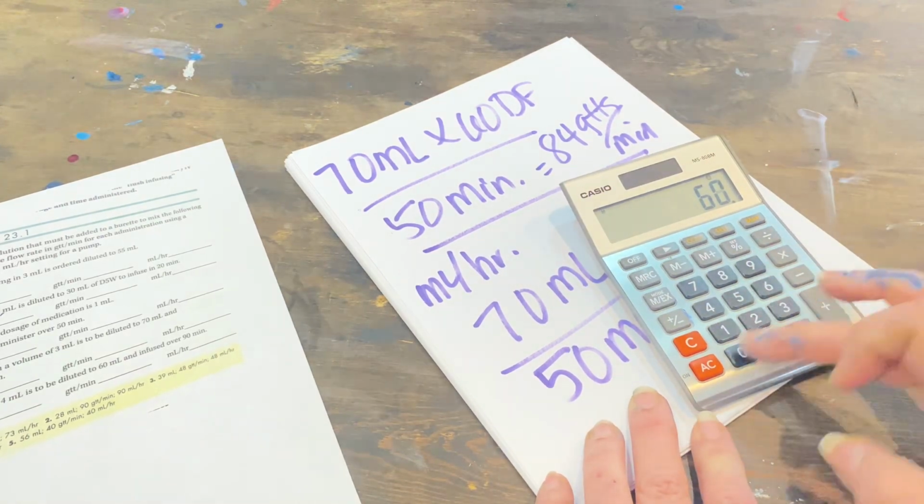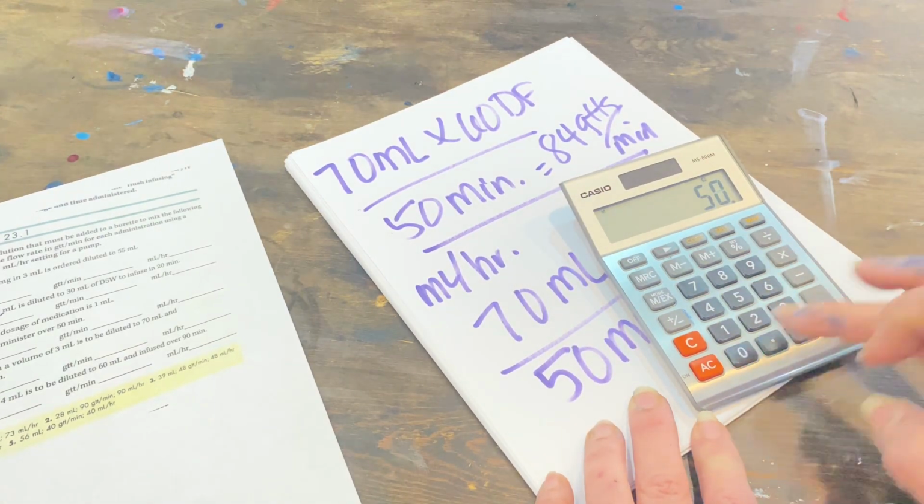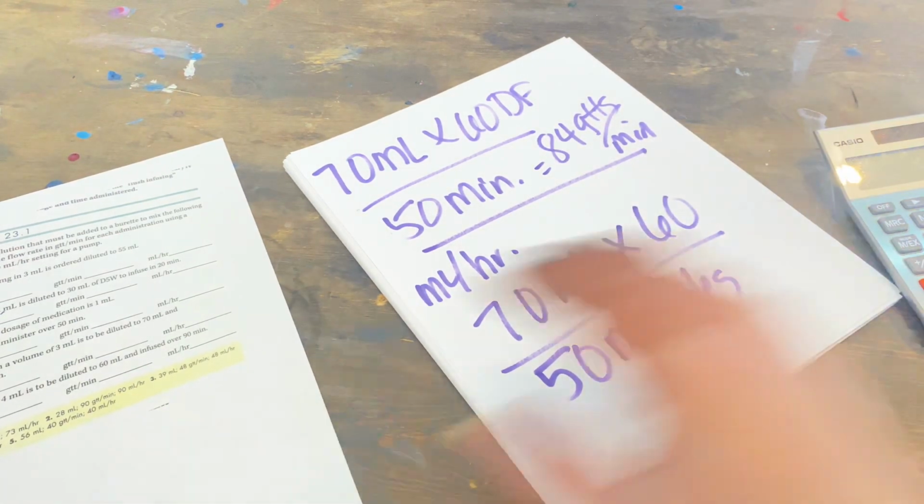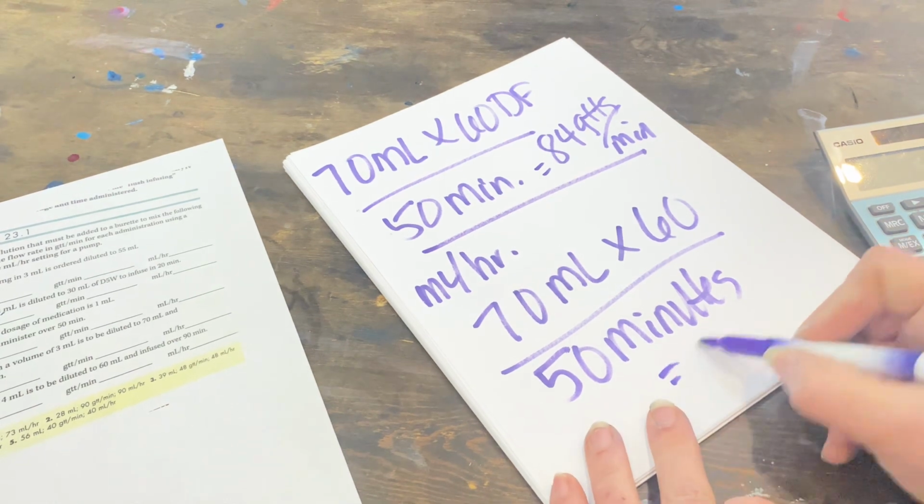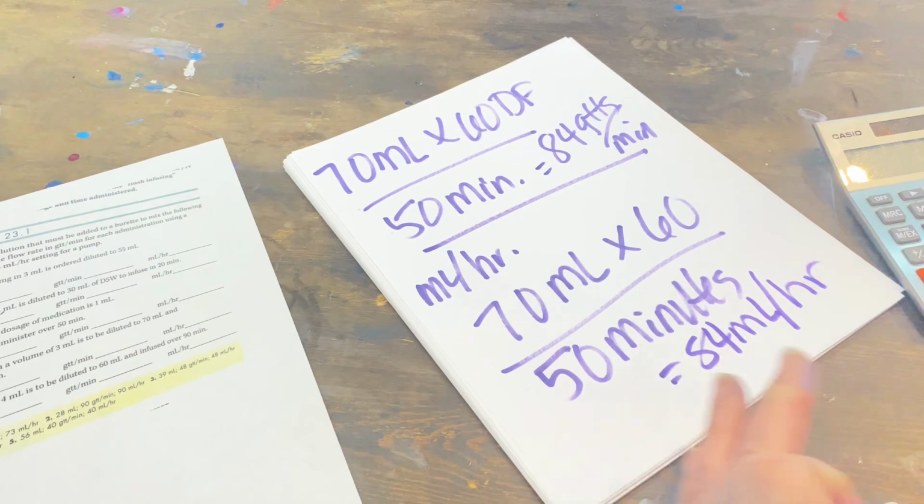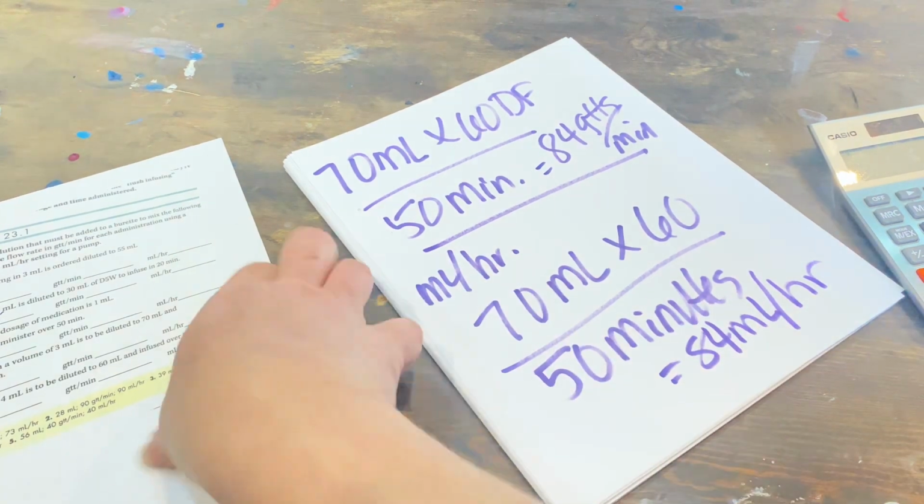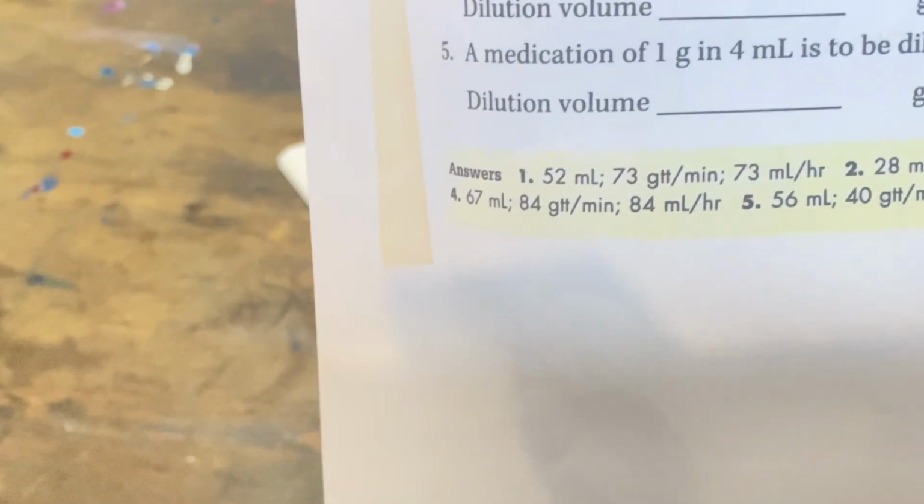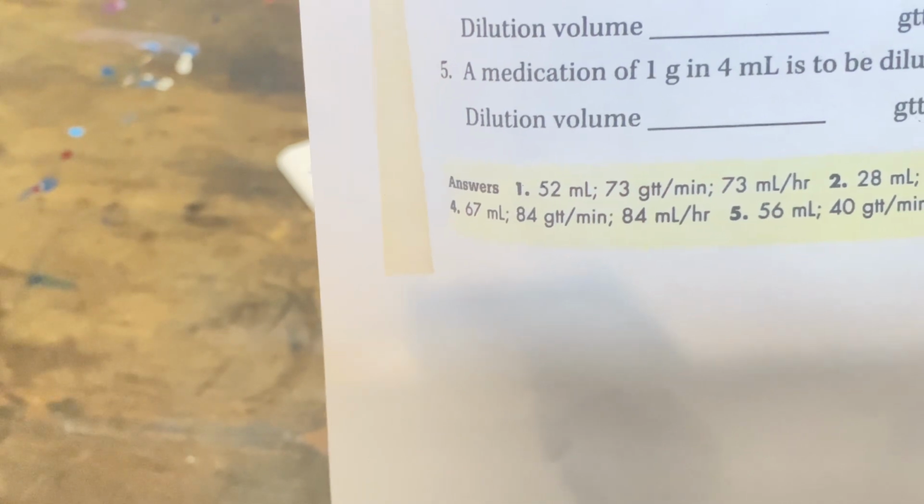70 times 60 equals, divided by 50. Look, 84 milliliters per hour. 84 mLs per hour. And look at here. We saved them. You see? 84. Yay, us.